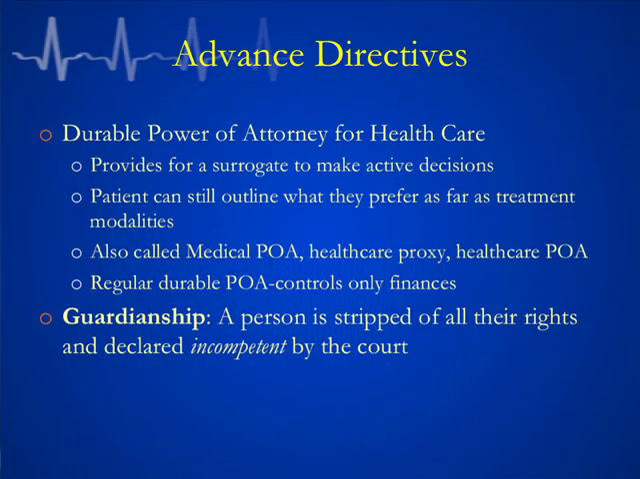Durable power of attorney for healthcare provides for a surrogate to make active decisions. They can still outline what they prefer as far as treatment modalities. And like I said before, medical power of attorney, healthcare proxy, healthcare power of attorney. The regular one is only finances. Only finances.